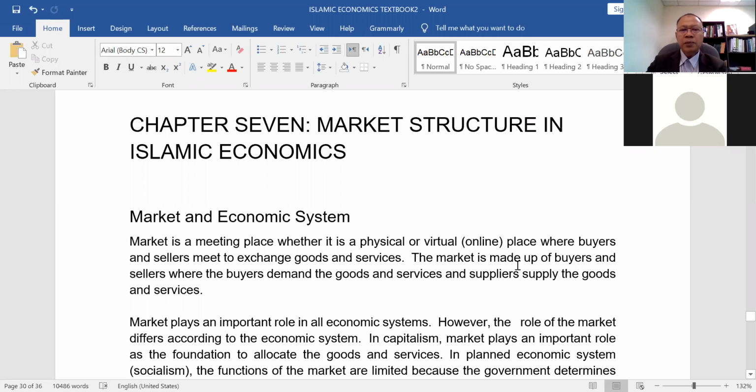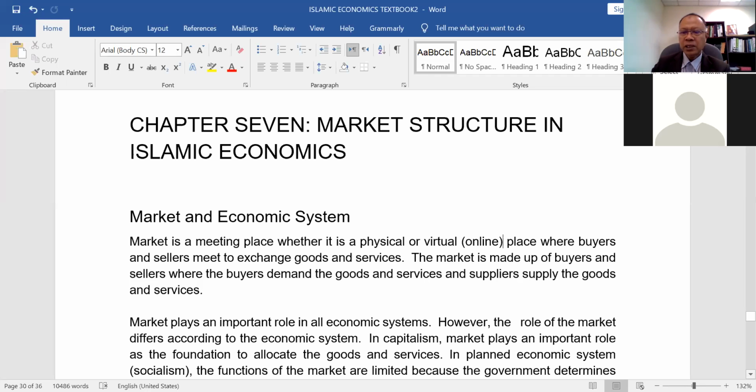So the market is made up of buyers and sellers, where the buyers demand or buy the goods and services, and suppliers supply or sell the goods and services. The market plays an important role in all economic systems.